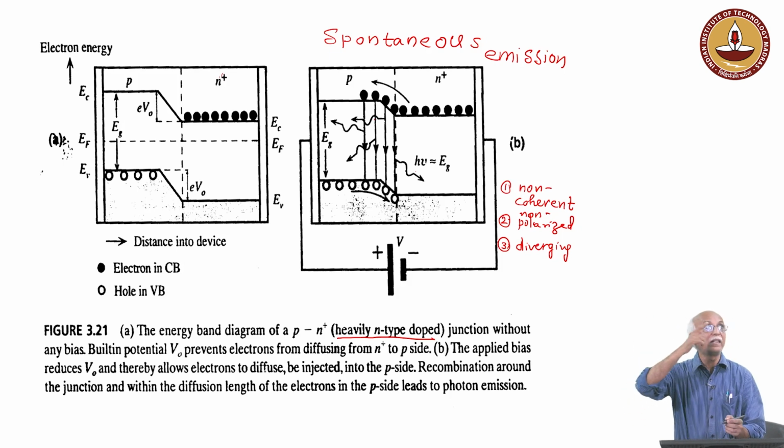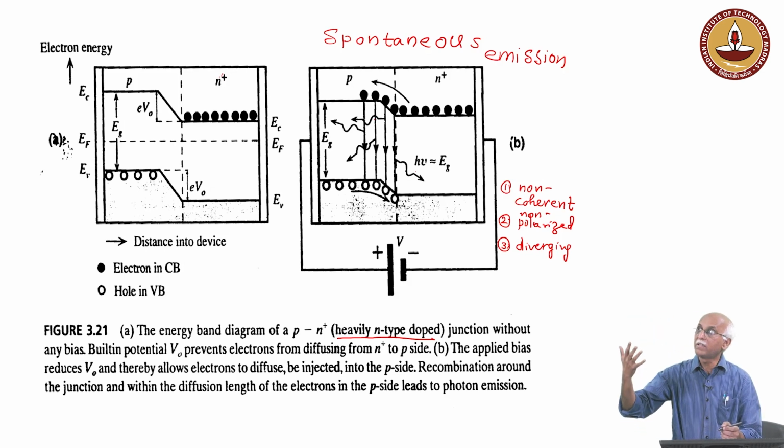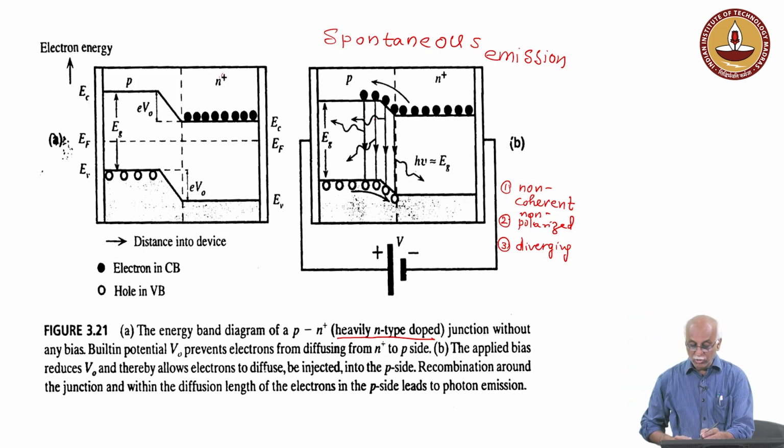So LEDs are also generating a diverging beam source with non-coherent, non-polarized light, and LEDs are very similar to this. Of course, the band gap decides the wavelength, and I will tell you what exactly makes the white LED afterwards, but in general this is the case.